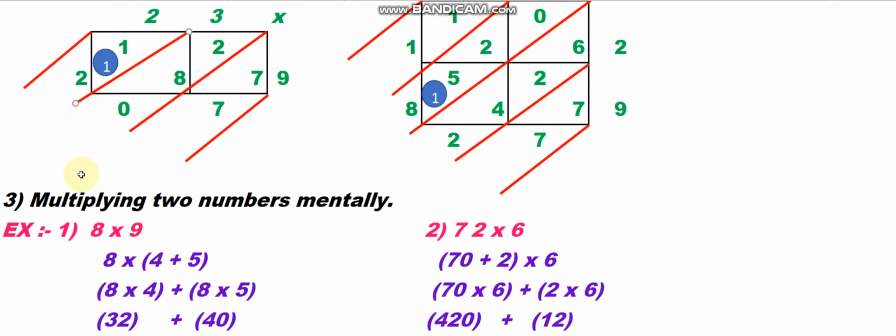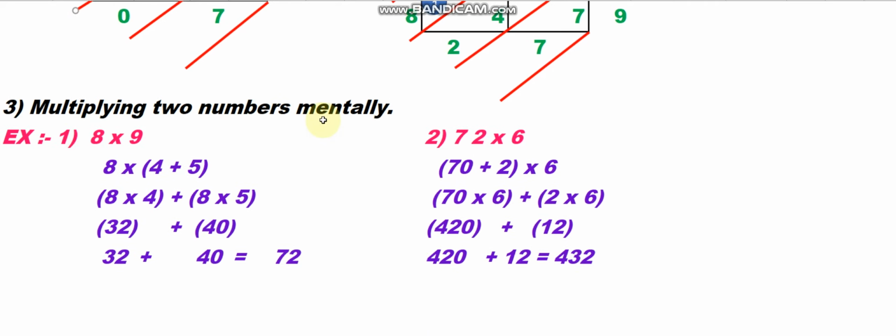One more method is there: multiplying two numbers mentally. When you are multiplying two numbers mentally, the big number is divided into two parts. Okay, 8 into 9 is given. Here 9 is the big number. Dividing into two parts, 4 plus 5. It becomes a distributive property. Now 8 into 4 plus 8 into 5. 8 4s are 32 plus 8 5s are 40. Now remove the brackets and add 32 plus 40, 72.